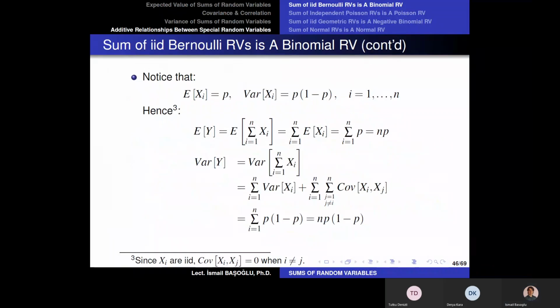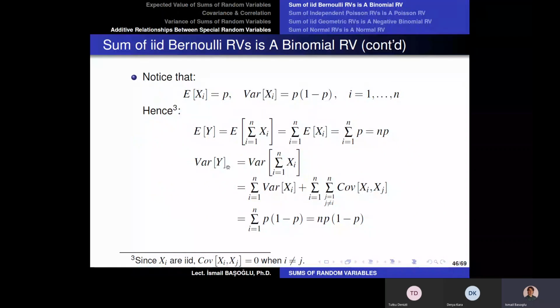Now, you know that the expected value and the variance of the Bernoulli random variable were p and p times 1 minus p. Therefore, the expected value of Y, which is the expected value of the sum of Bernoulli random variables, will be equal to the sum of expectations. Each expected value is p, and we sum these n times, and that is going to be n times p.